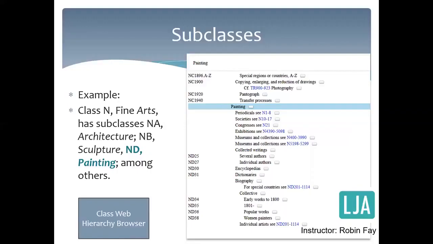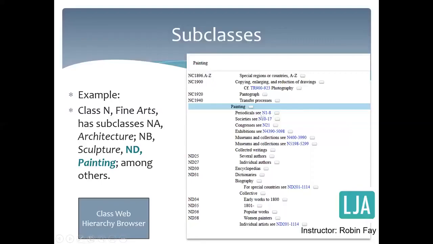The really nice thing about ClassWeb is you can search, which is wonderful, and then you see all these notes here that say "see." So if you come upon something that tells you to see something else, you need to go look at that other thing if it pertains to your topic. So if we had periodicals about painting, painting periodicals, then we would want to go look at this.